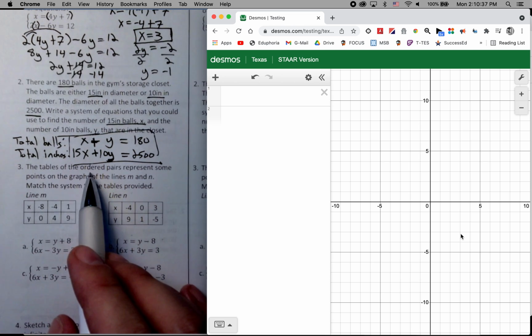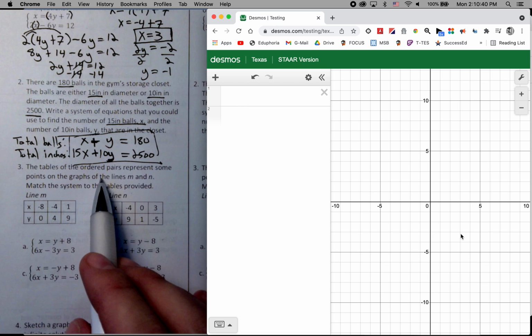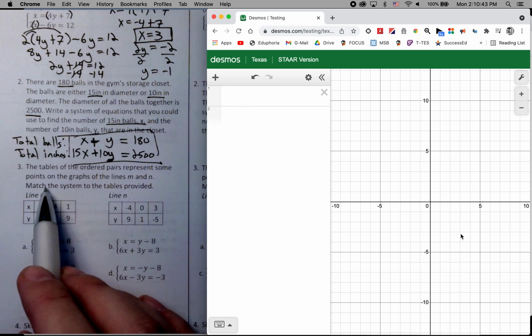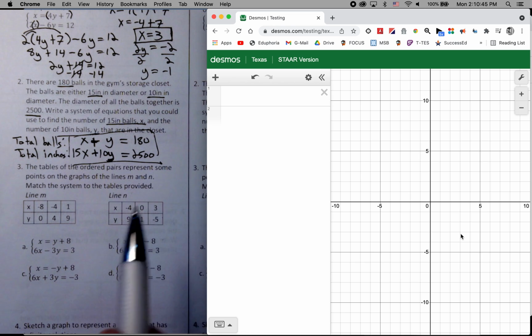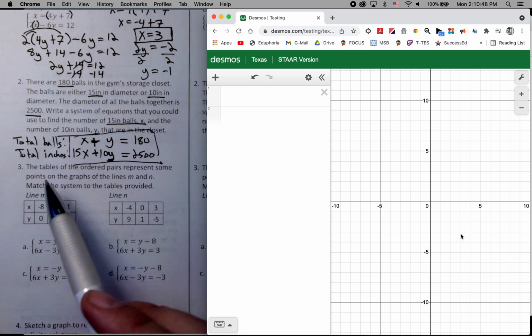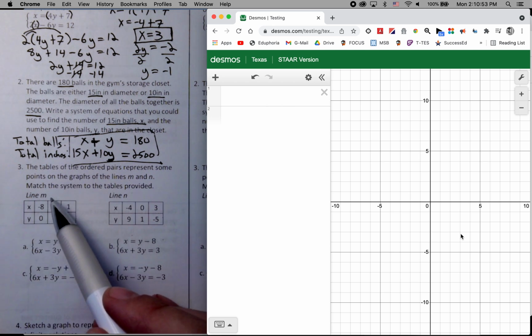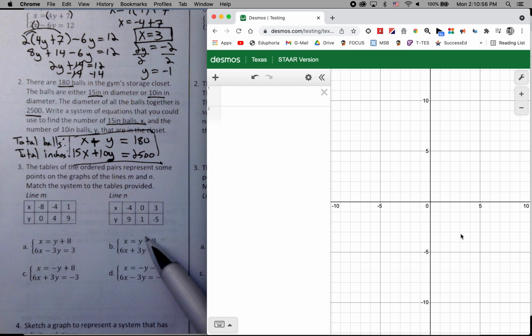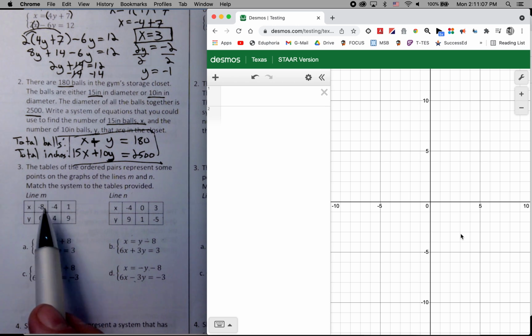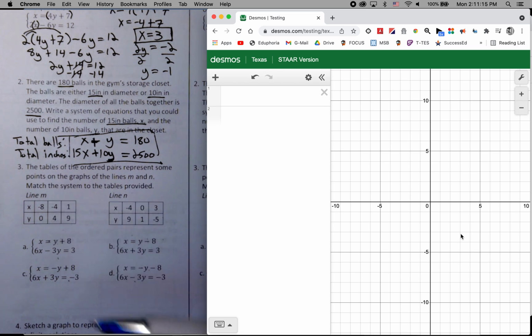It says the tables of the ordered pairs represent some points on the graphs of the lines m and n. Match the system to the tables provided. Now, here's something that's implied but not directly said. Alphabetically speaking, m comes before n. So what this means is this table represents one of these top equations, and this table represents one of these bottom equations, okay? Now, if you look at these things, there's not really much to type. I could type the table in, but Desmos isn't going to be able to give me these forms. So really, the best way to do it is to plug values in.